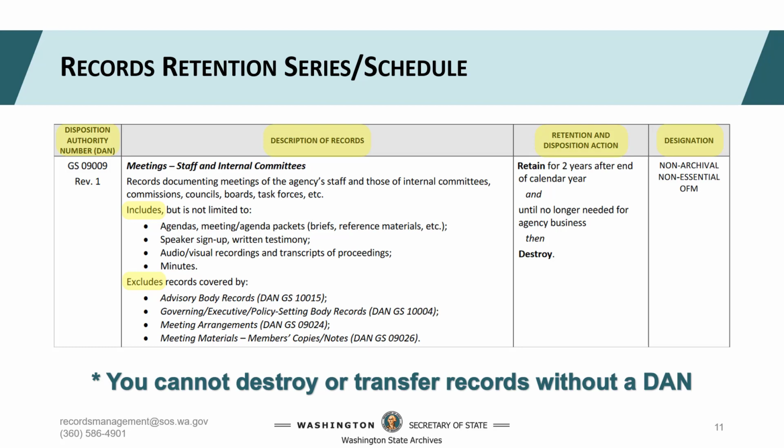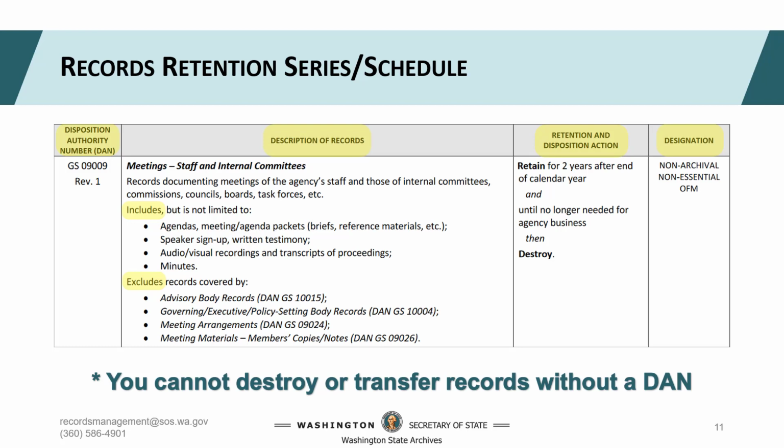This is a screenshot of one record series, meetings, staff, and internal committees, that you'll find in CORE and the State General Schedule. Retention schedules are lists of record types an agency manages, much like any list you create or use in your work. Each type of record has a disposition authority number, or DAN. DANs are unique identifiers that authorize the retention and disposition of a record.